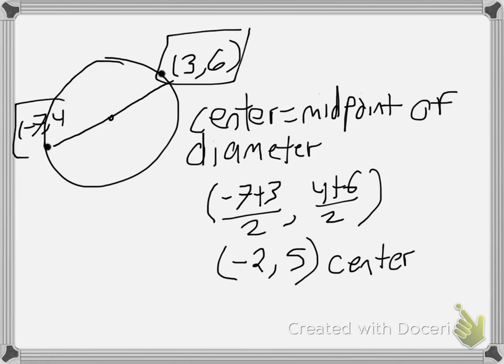Now I have the center of the circle, and I have not just one, but 2 different points. Now this problem becomes just like number 2 and 3. Just choose either point, either 3, 6 or negative 7, 4 as your x, y. So I'm going to leave that up to you guys to do.